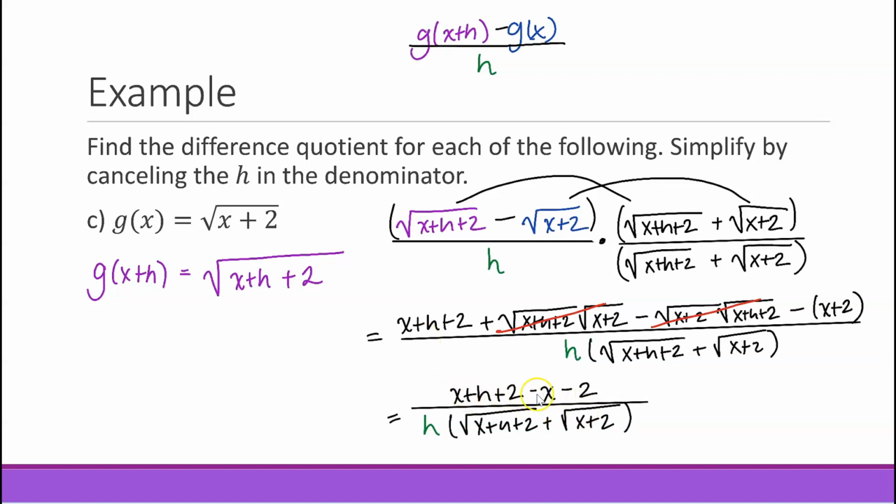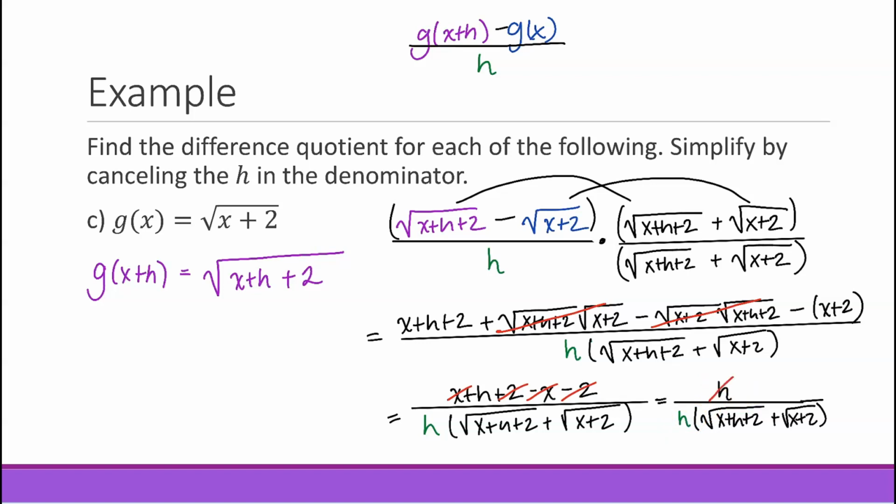All right, now, in the numerator, some stuff cancels. X minus x is 0. 2 minus 2 is 0. So what I have left is just an h on the top, which is perfect. And then I have that h on the bottom that's being multiplied by that conjugate, the square root of x plus h plus 2, plus the square root of x plus 2. All right, now these h's cancel. H divided by h is 1.